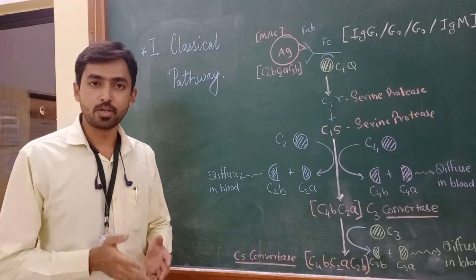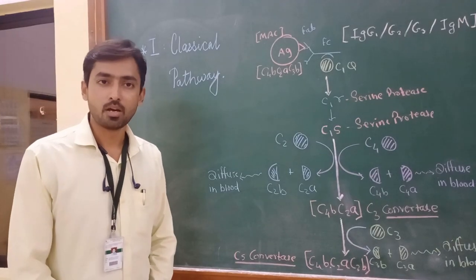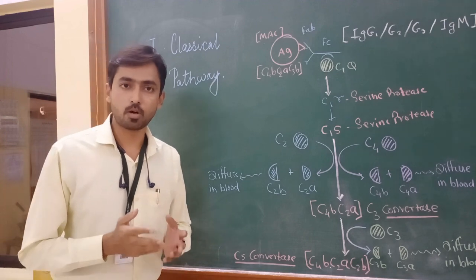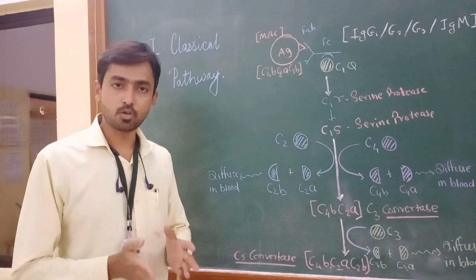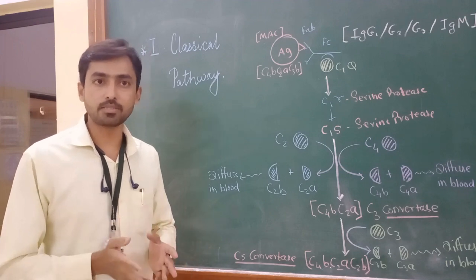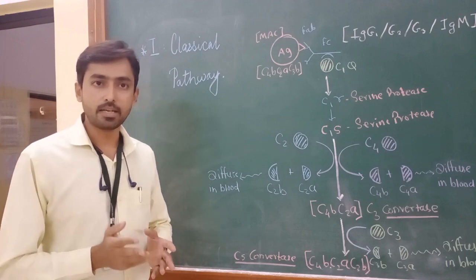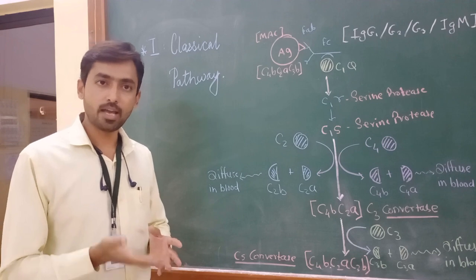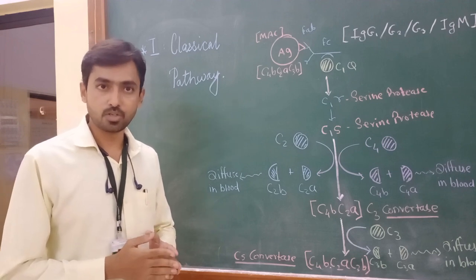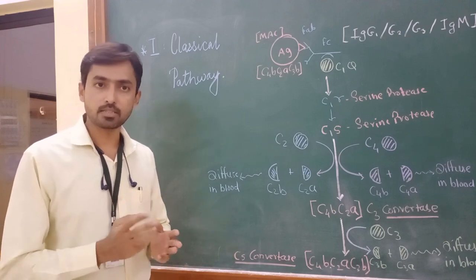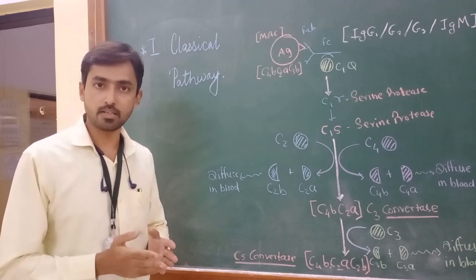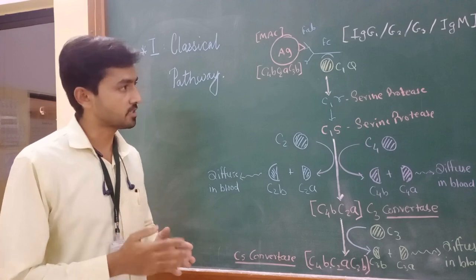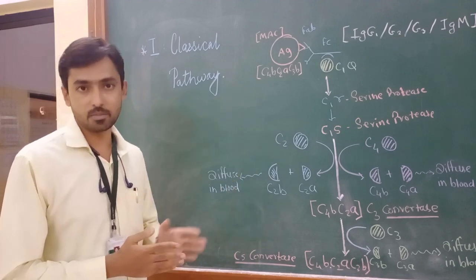Hello friends, today I am going to discuss with you one of the most important pathways of complement protein activation, that is the classical pathway. We know that complement proteins are generally present in the blood or in serum in inactive form, and they only get activated after antigenic challenge or entry of antigen. Now there are three different pathways by which these proteins can activate: classical, alternate or lectin pathway. In today's lecture I am going to discuss the classical pathway.